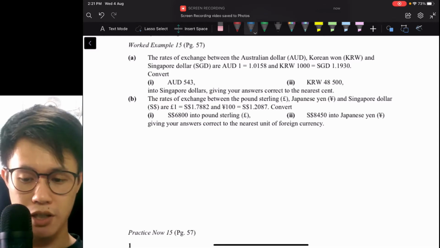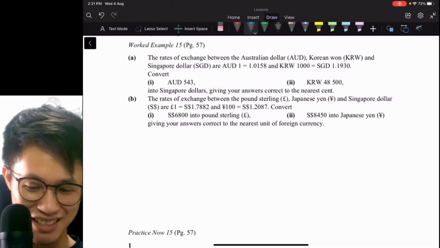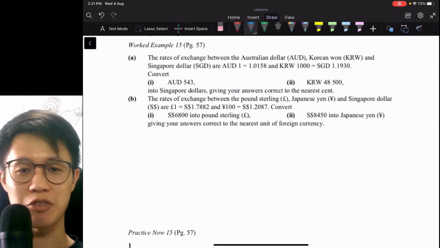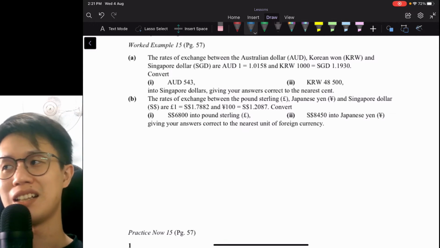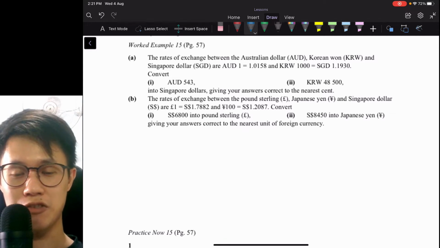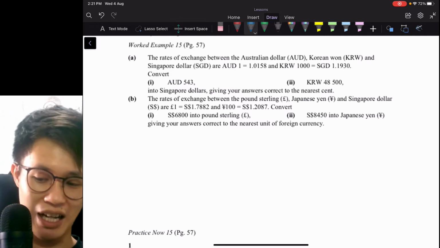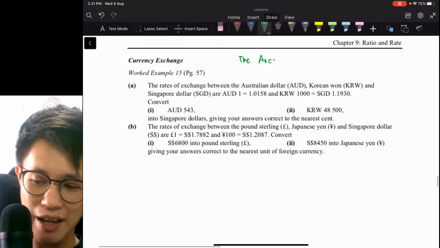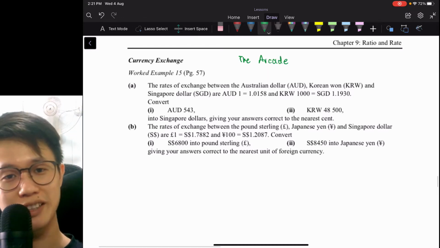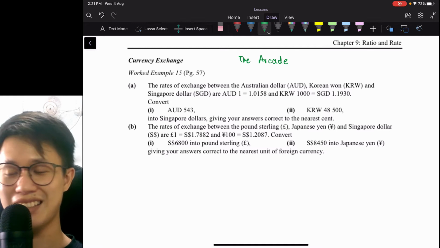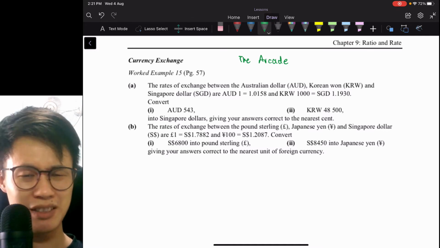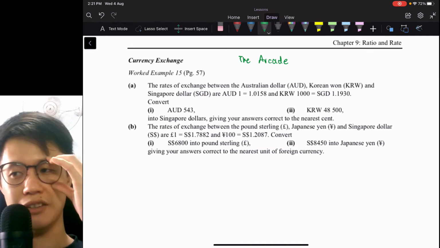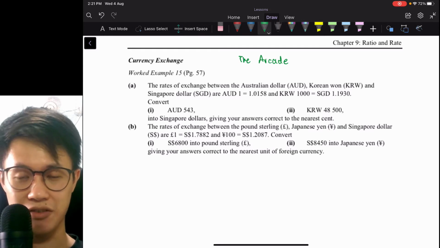Okay, hire purchase. After hire purchase, currency exchange. Currency exchange is one way for people to earn money. If you don't know, somewhere in Raffles Place MRT, there's this building called the Arcade. This is where most people go to exchange money. If let's say last time we want to go overseas, you go there because there are many money exchanges there, and different money exchanges have different rates of exchange.